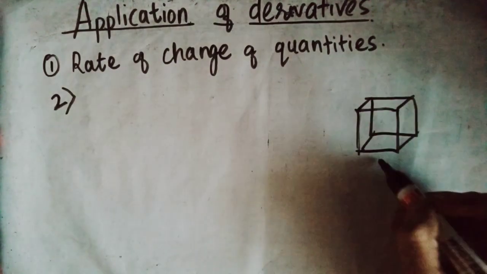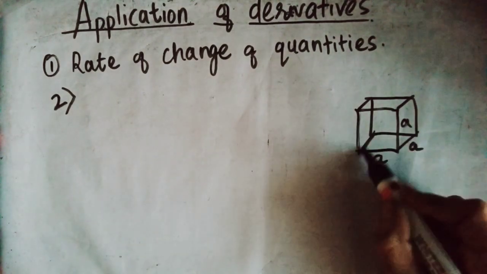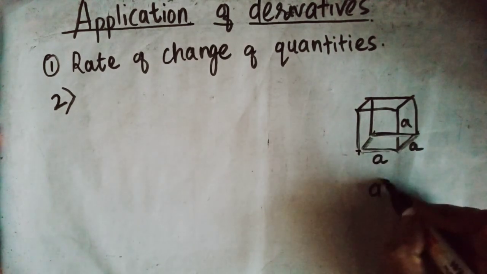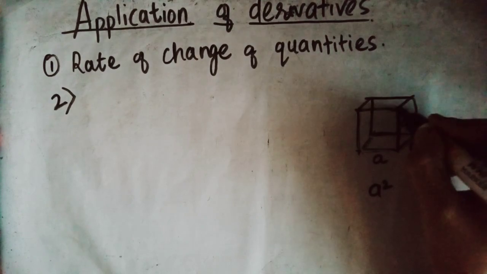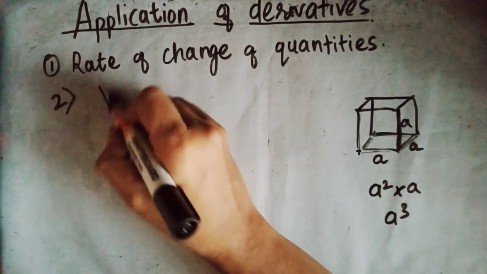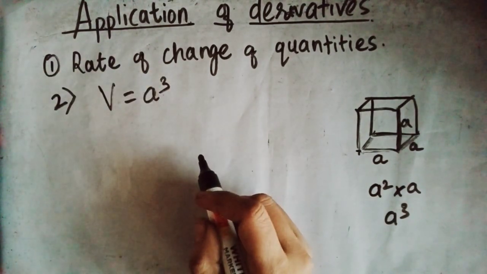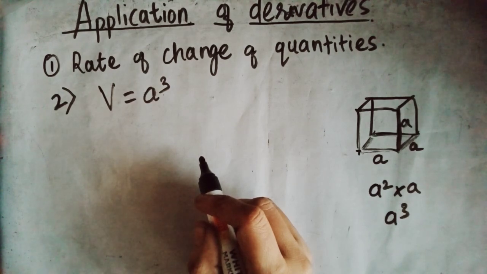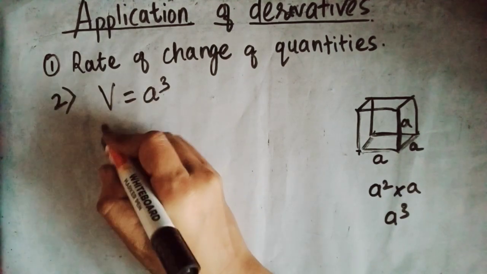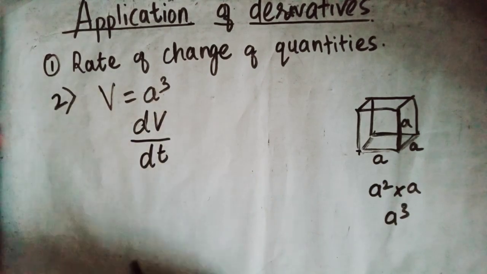So volume is given by, suppose this is the side and this is also the side, this is also the side. So when you keep this, the area of this part will be a square, right? And it is for a times. So volume is a cube. Volume is given by a cube. Here it is given that rate of 9 cubic centimeters per second, so with respect to time it is changing. So your volume is changing with respect to time.